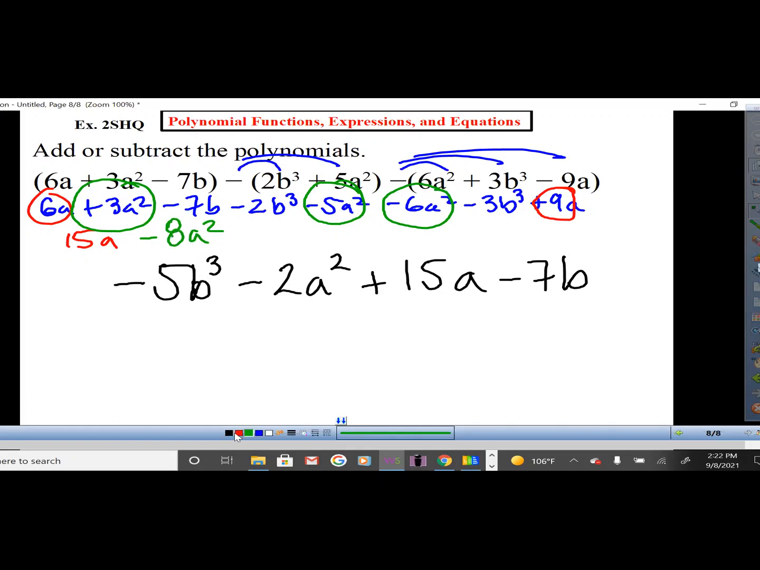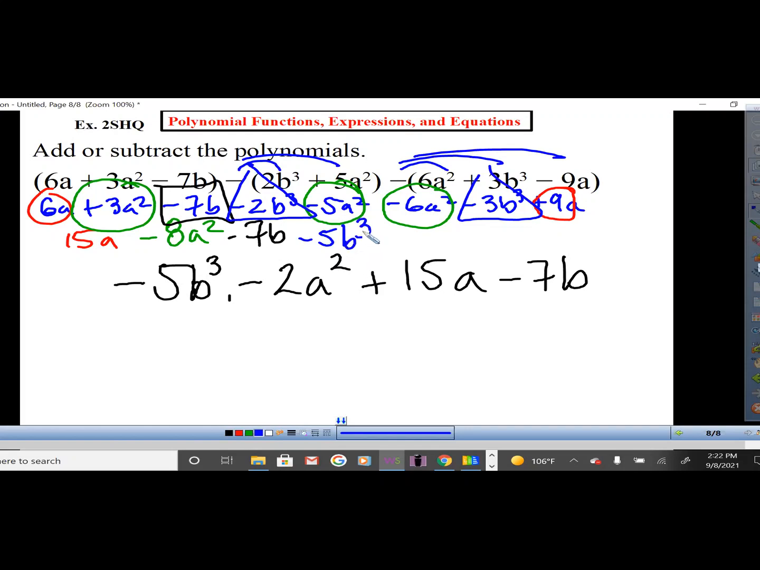Okay. Next, we have 7b, negative 7b. Is there another one? No, negative 7b. Then we got negative 2b cubed, and then we got negative 3b cubed. So that gives us negative 5b cubed.